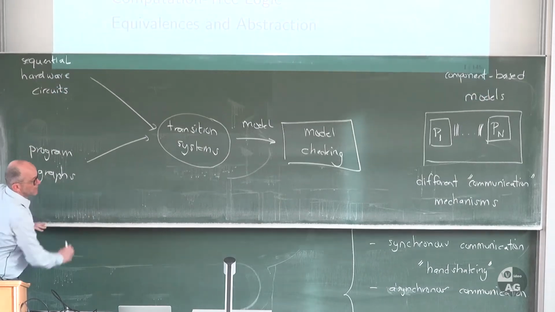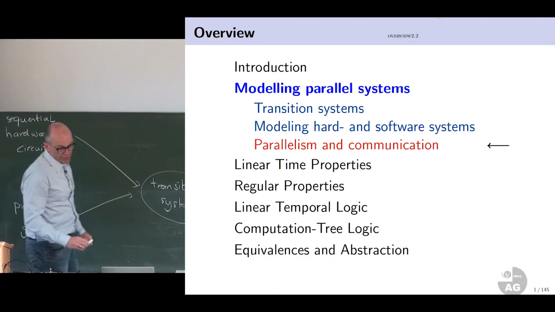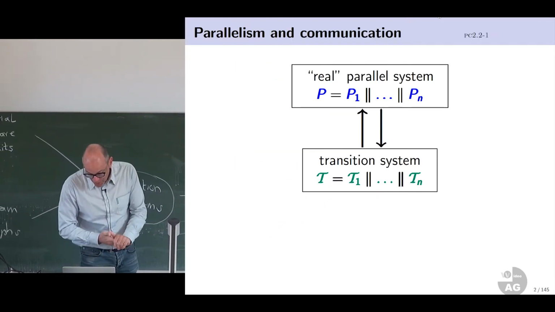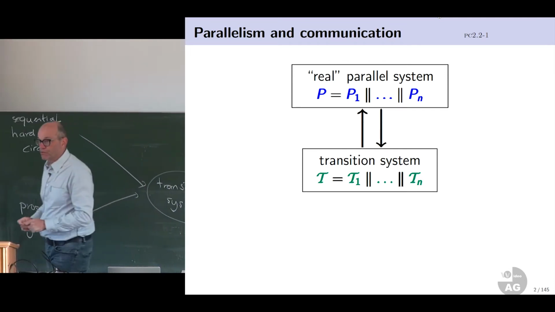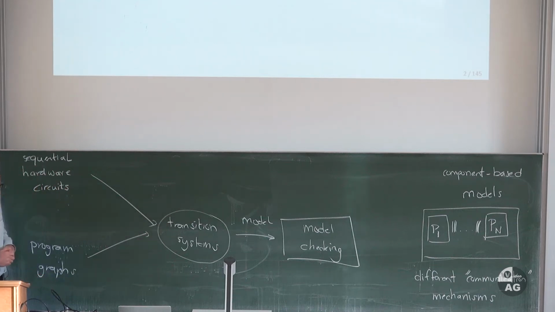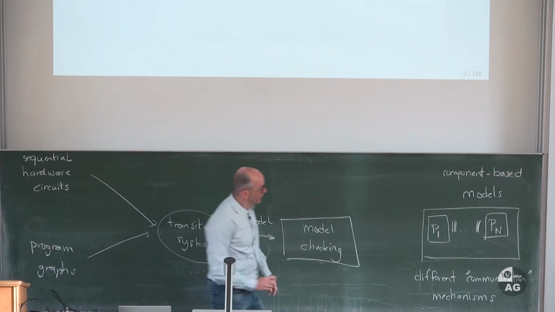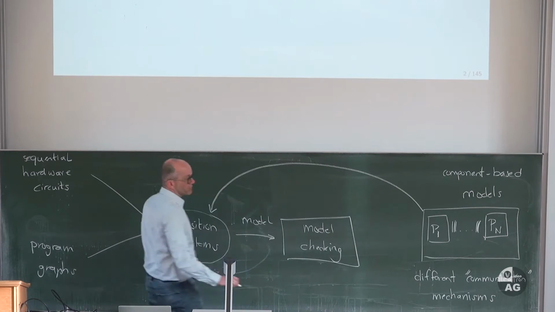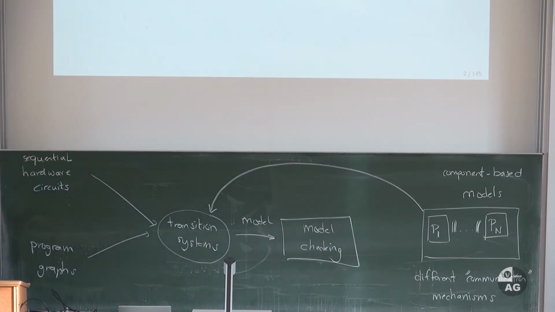Okay. So that's the plan of today and of Friday. And this is all under the heading of parallelism and communication. The idea is that we have a, in quotes, real system that consists of many components, P1 up to Pn. And in this scheme, we would like to provide a transition system for this thing. So what we would like to do is, if you give me a model of P1 up to Pn, I would like to be able to tell you what is the transition system: one single transition system that models all possible behaviors of the parallel composition of those n components.